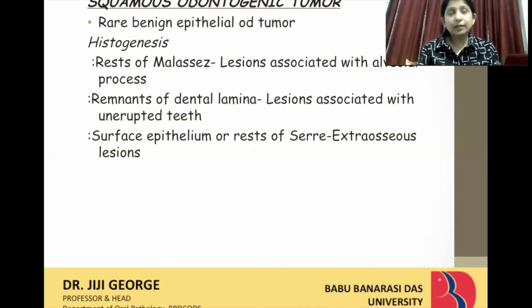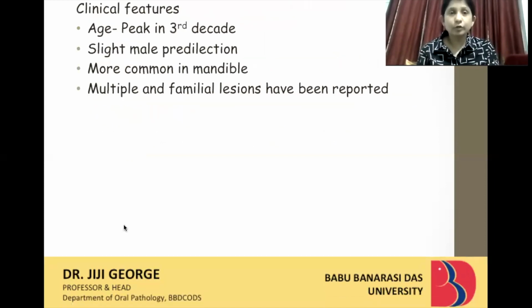Now, the third origin would be from the surface epithelium or the rests of Serres of extraosseous lesions, which are the lesions seen outside the bone. That means you can find SOT, or the squamous odontogenic tumor, outside the bone as well, in extraosseous tissues. When you see them in extraosseous tissues, it can arise from the surface epithelium or the rests of Serres. So that is about the histogenesis of SOT, or the squamous odontogenic tumor.